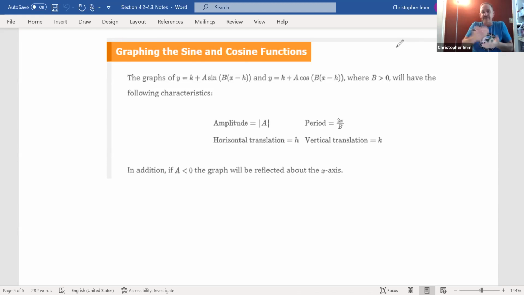And then the vertical translation is going to be just like your intuition. If k is positive, it moves it up. If k is negative, it moves it down. In addition, if a is negative, the graph will be reflected about the x-axis. All right. So that was a lot of stuff, but that was all we went through today. All right. So let's take a look at that last slide there and sort of verify our results.